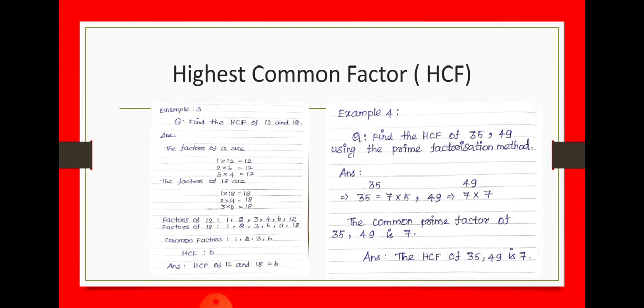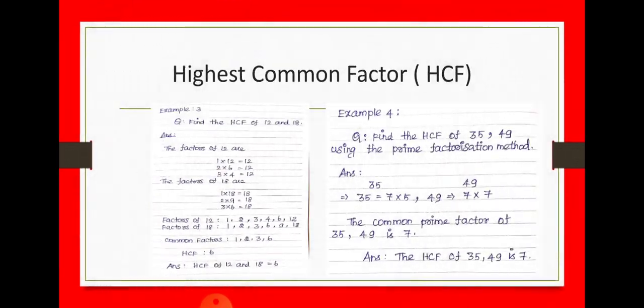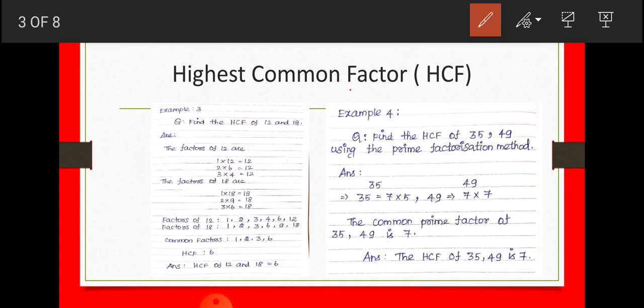This is the highest common factor, short form HCF. Listen, first whatever number is given, first we have to find the factor. First we have to find the factor, then common factor, then highest common factor. 3 things we have to do. So first look at the question. Find the highest common factor of 12 and 18. What I told, first we have to find the factor.